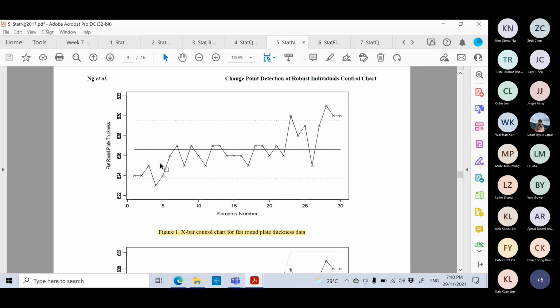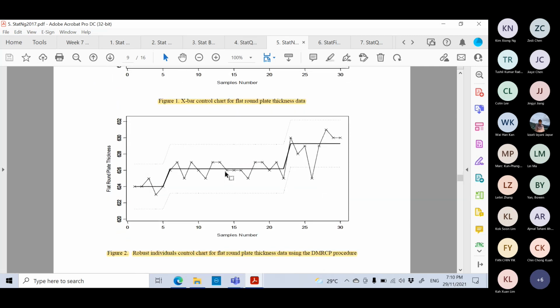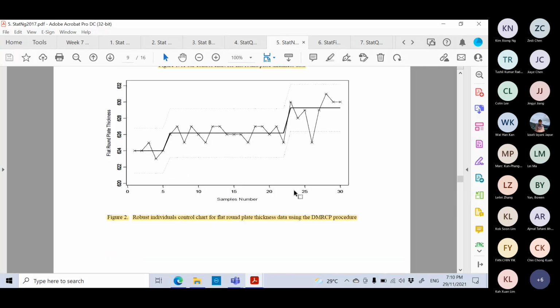Means that they are from the lower mean to the middle mean to the higher mean. Okay, if you're using the ordinary X bar chart. But if you're using the following technique here, then you can observe it. This will be the control limit for the first part, followed by the control limit for the second part, and then the control limit for the third part. So if you can detect the change point here, then this is really your out of control point.